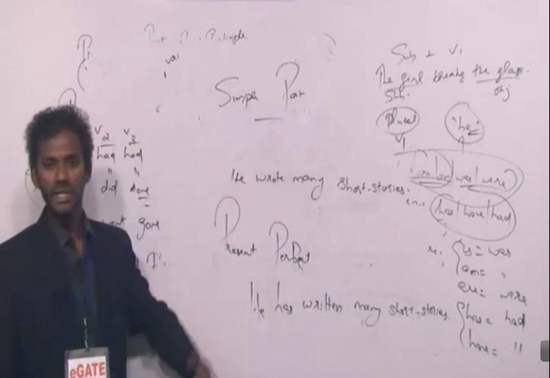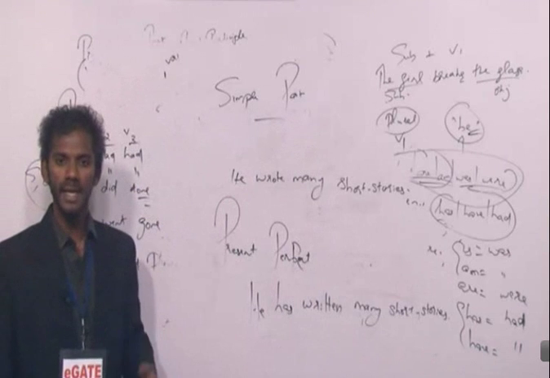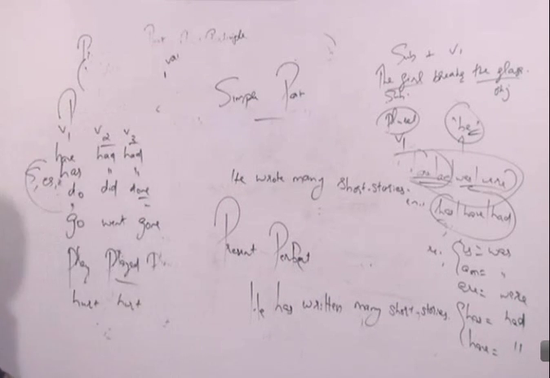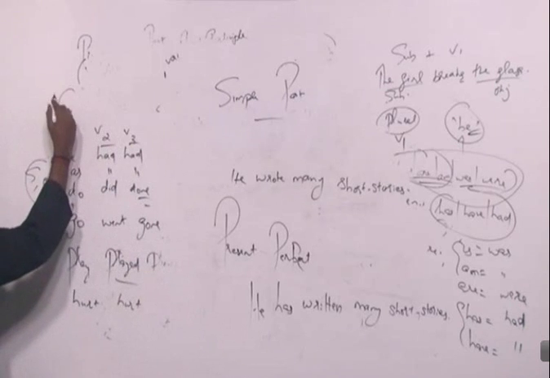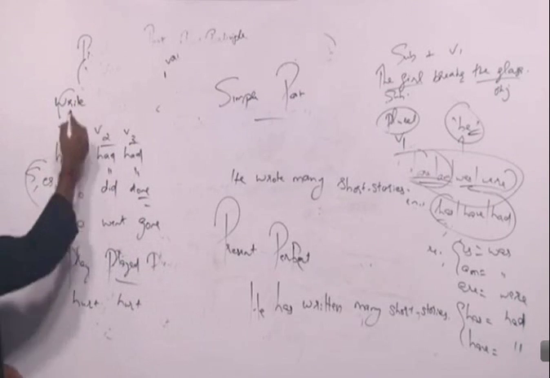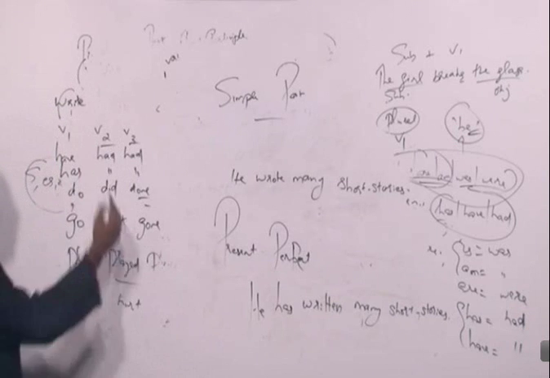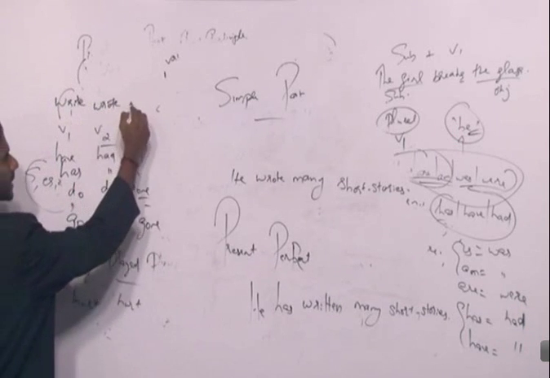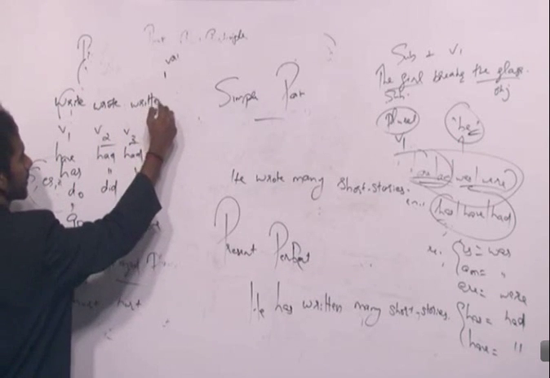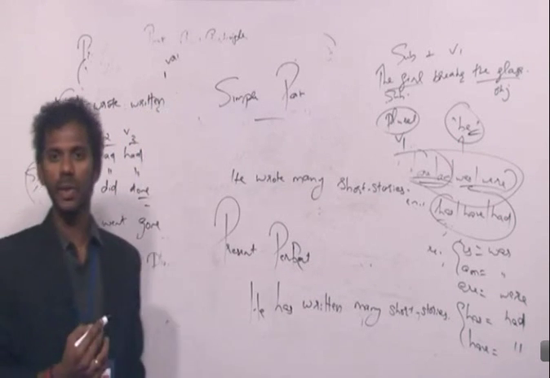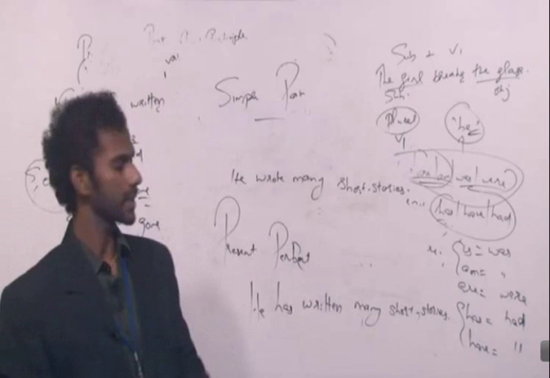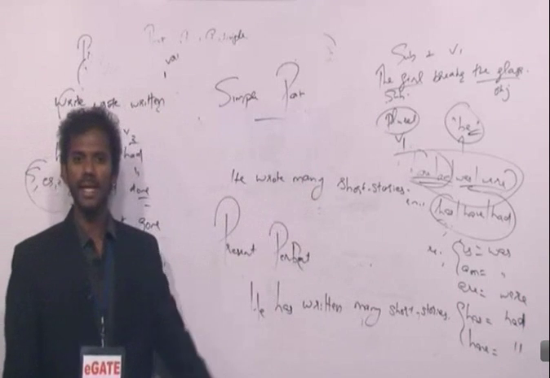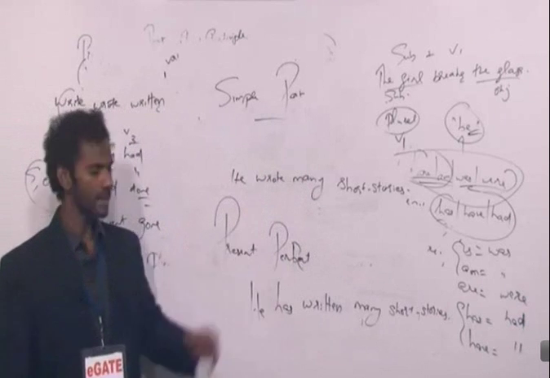He wrote many short stories. Tense and category. Now here, write is V1, as you know. V2 of write is wrote. V3 is written. Right? It's write, wrote, written. Clear? Right. This sentence: he wrote many short stories. Tense and category. Write down the order, please.